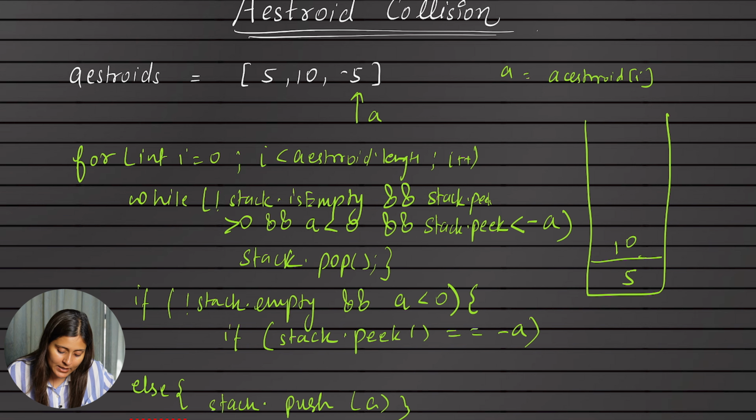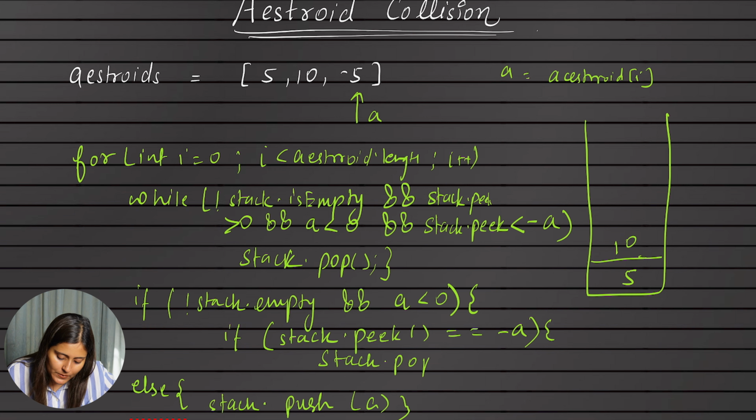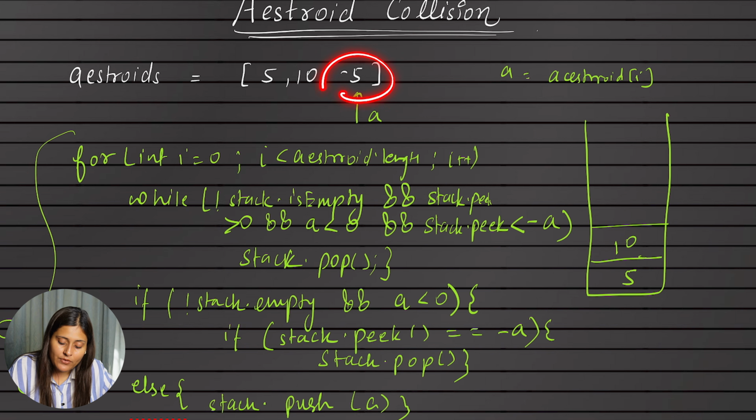Obviously it will not be pushed, because this if case runs. Minus 5 will not be pushed. But if it is of same value, meaning minus 5, and in stack we have 5, so that 5 we want to pop from our stack. So hence that will do stack dot pop, and that's it. At the end, as you can see, minus 5, this is larger in value, so we will not pop from stack, but we will not push this minus 5.